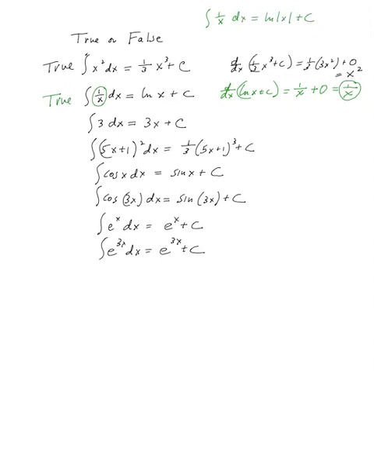How about this one? Antiderivative of 3. Well, is it 3x plus c? Let's take the derivative with respect to x of 3x plus c. Derivative of 3x is what? 3. Derivative of c is 0. I get 3. That's what I had here. That's true.